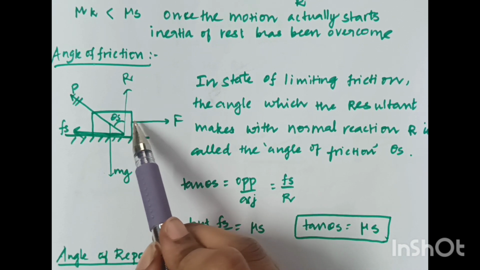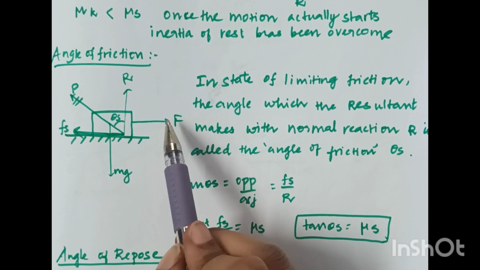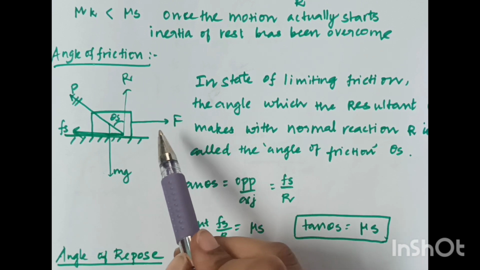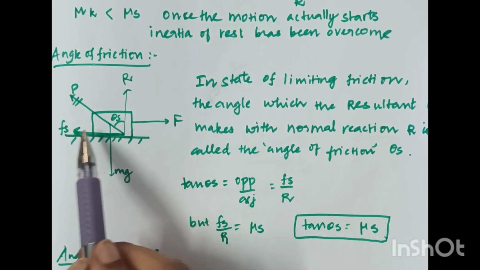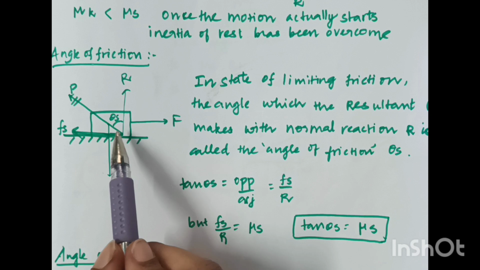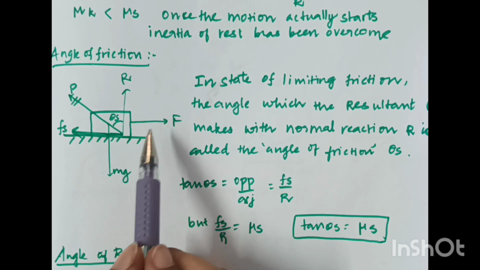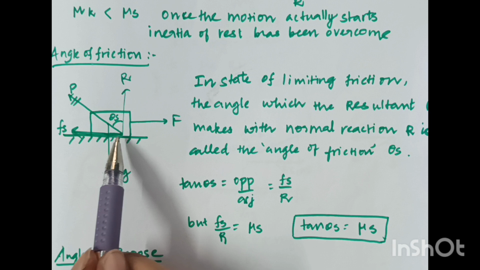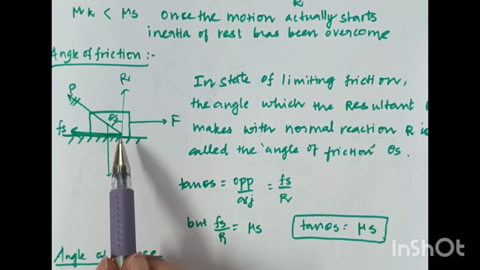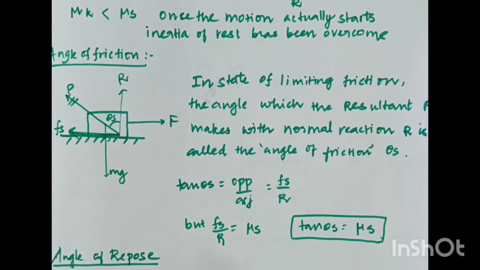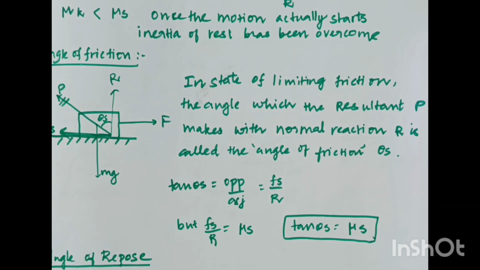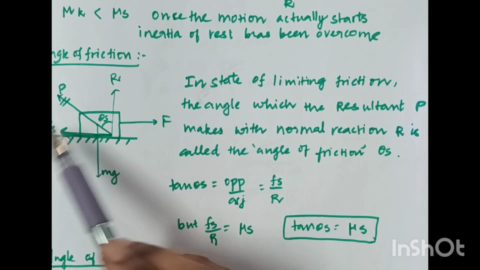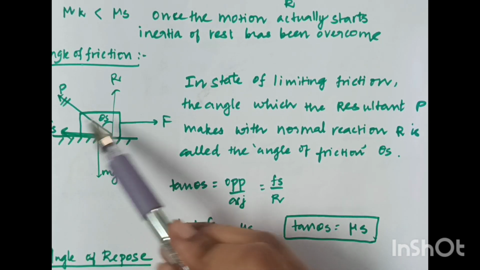If I am applying some force F in this direction, then the roughness prevents it, so it creates an opposing force, that is friction, Fs. If the motion is towards the right side, then the friction will be opposite, so the direction of the frictional force will be towards the left side. Now if we take the resultant force, the resultant force P is because of this reaction force R and this frictional force.